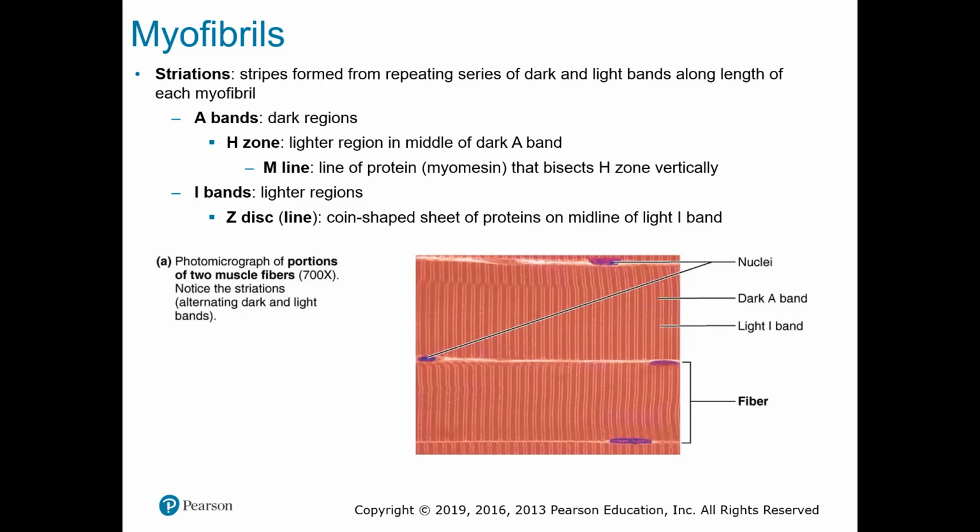So the I band is the light band, and the Z line is in the middle of the I band. So you can see it right here. It's a little line that runs down. Now there's your light band right there. This whole thing is a light band. And the Z line is this little tiny band right through the middle here of the light band. The dark band is the A band. So you have a dark band and a light band. The dark band is the A band. The light band is the I band. There's a Z line in the middle of the light band.